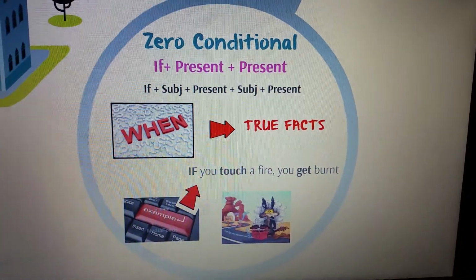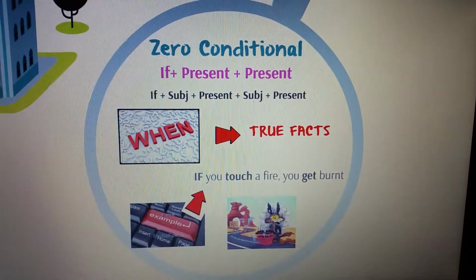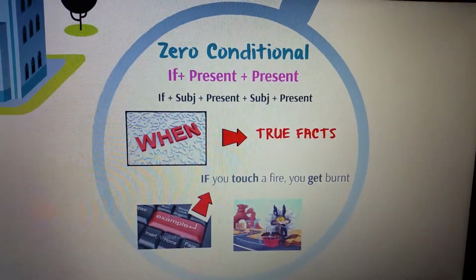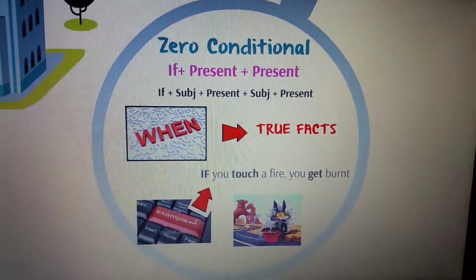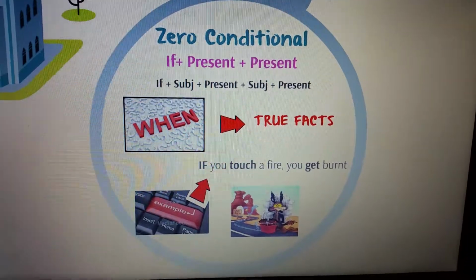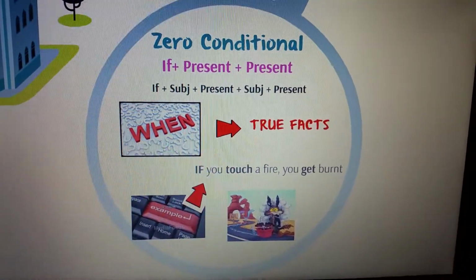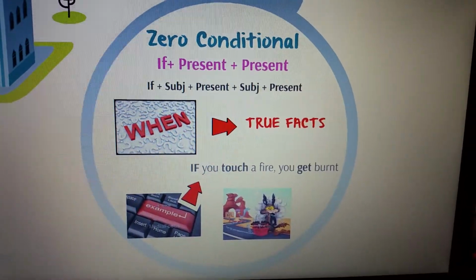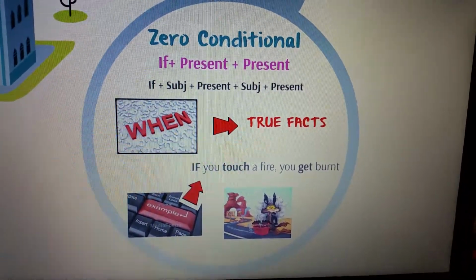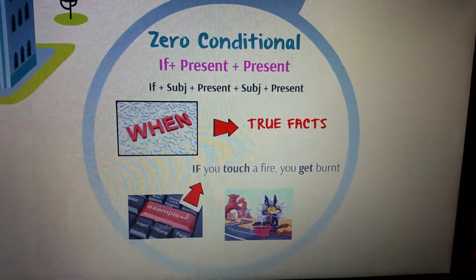As you can see there, the formula is very simple, as we have seen it in the classroom. If plus present simple plus present simple. But if you want to be more concrete, if plus subject plus present plus subject plus present, that will be the complete formula. But when do you use the zero conditional? As you can see there, only when we are talking about true facts.